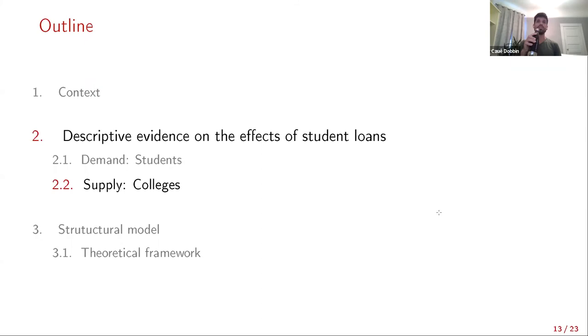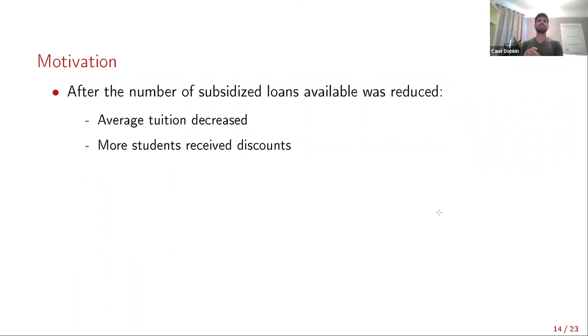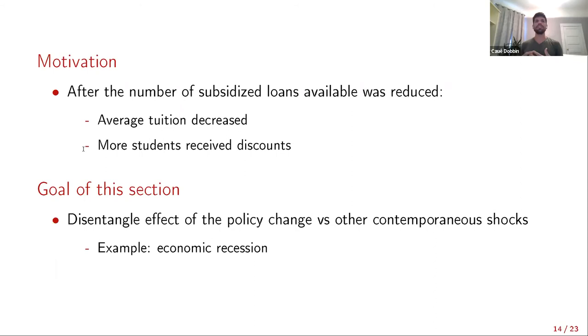And to answer that, we're going to explore the policy change that suddenly restricted the availability of student loans in Brazil a lot. The reason we should do that is that I showed you earlier that after this reform, after the number of subsidized loans was reduced, the average tuition decreased. Actually, I didn't show that, but that happened. The average tuition decreased, and many more students received discounts. However, we cannot know for sure if this was really because of the policy, because a lot of things were happening at the same time.